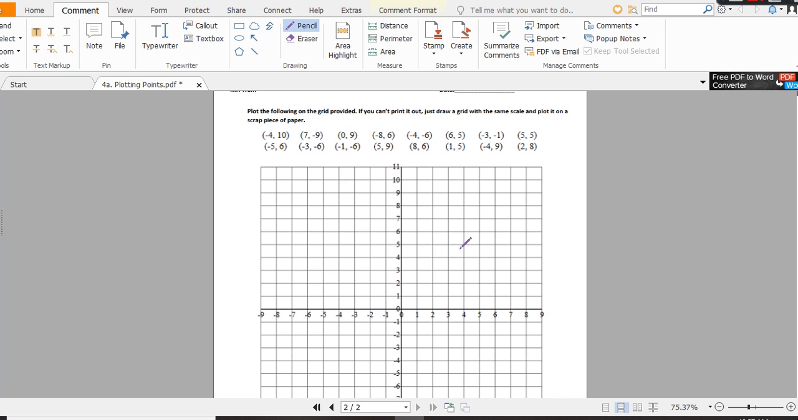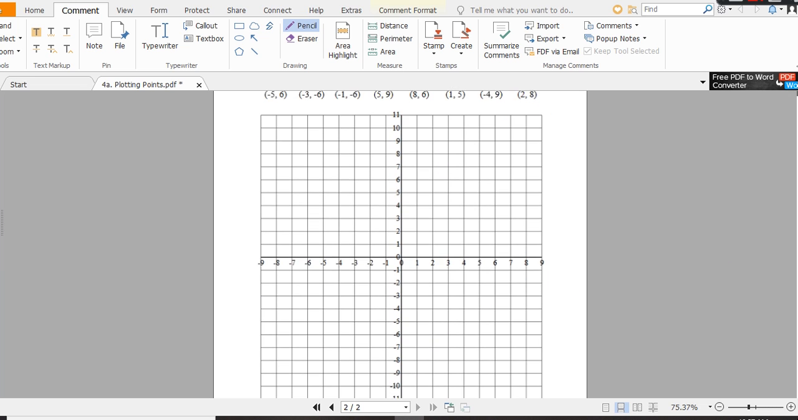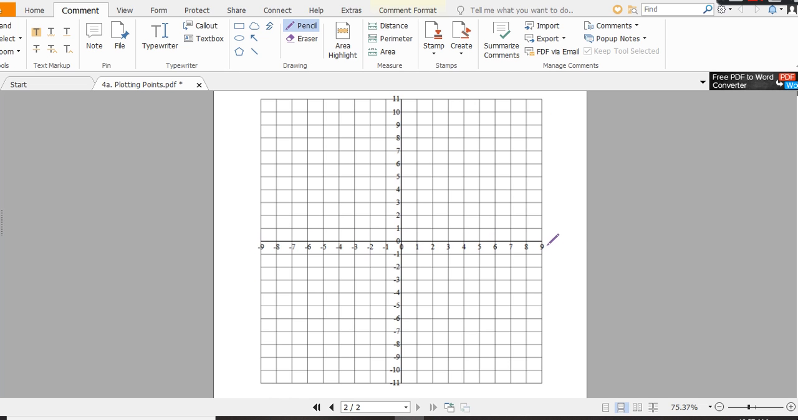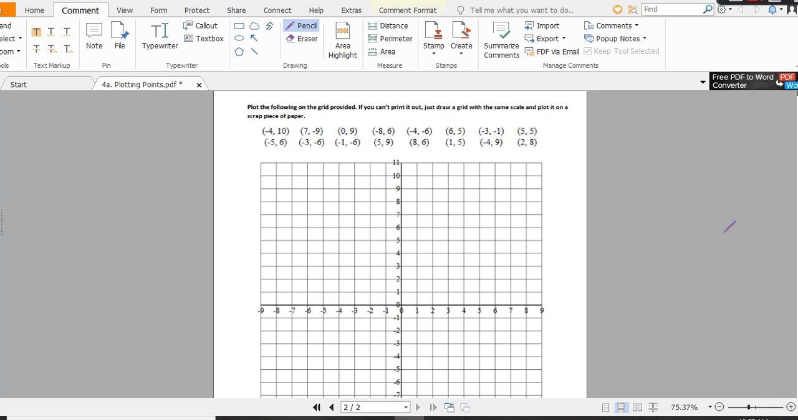For the second page, again, if you don't have a printer, that's okay. Spend some time using a ruler. It's good practice anyway. Draw a grid. Okay, that goes from 11 to, I think, negative 11, and then from negative 9 to positive 9. Okay, and your job is simply to plot these points. So negative 4, 10. Negative 4, 10. Which is about right there. Negative 4, 10. Done.